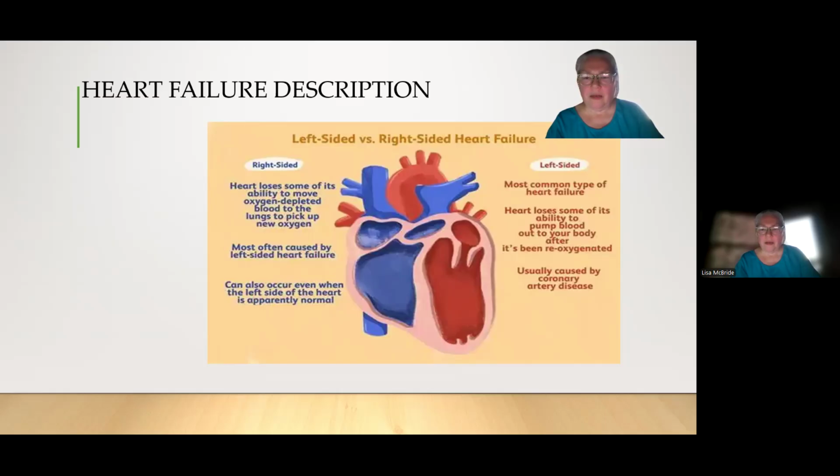You'll see the acronym HFpEF. That means that the heart failure has preserved ejection fraction, meaning the ejection fraction is normal. It's above that 45%. And then there's HFrEF, which is reduced ejection fraction, meaning the ejection fraction is less than 45%.